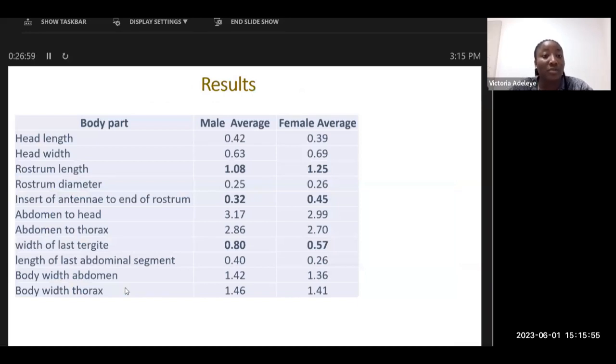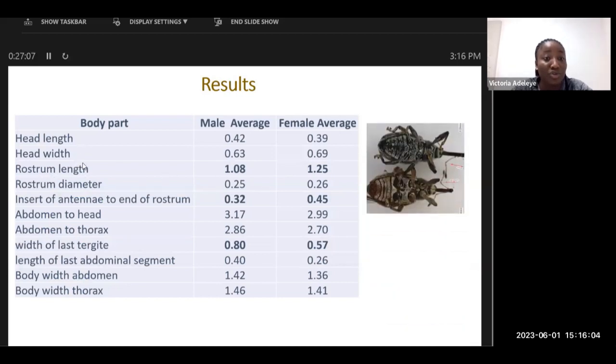And from some of the results I had, this is the average across 10 insects. We could see a difference in the rostrum lengths. I'm not sure if this picture is clear enough, but the rostrum length in the female is a little bit bigger and longer than in the male.